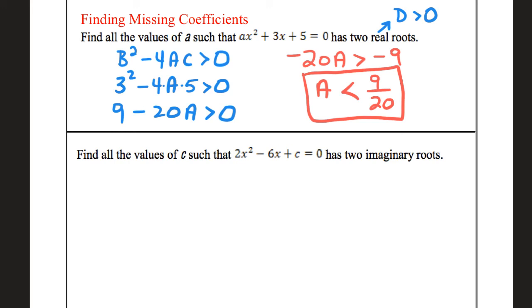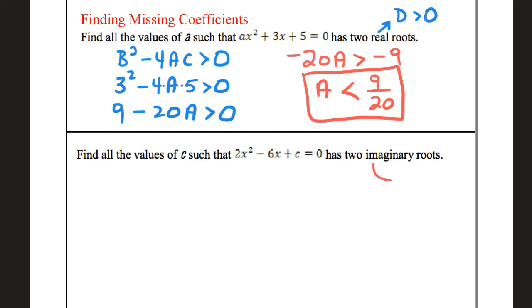You plug in and you're basically solving an inequality. Things to remember with inequalities: when you do multiply or divide by a negative, do remember to flip the direction of the inequality symbol. And let's try one more. This one we're going to find C, the constant on the end, such that that quadratic has two imaginary roots. So we're going to do the exact same thing. We can make a note.